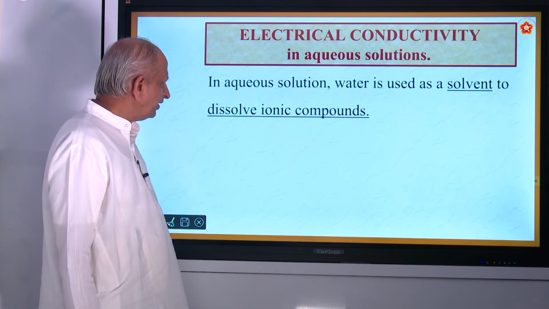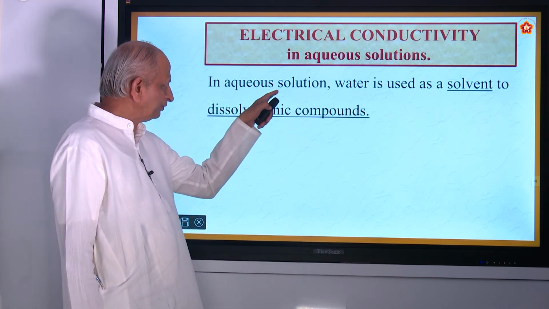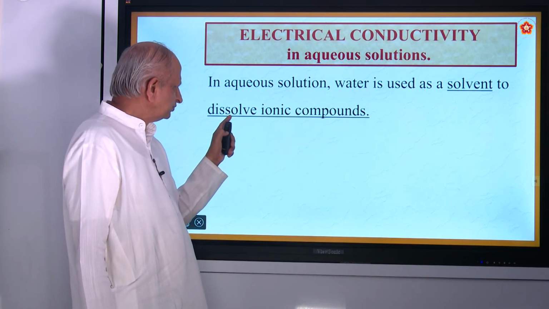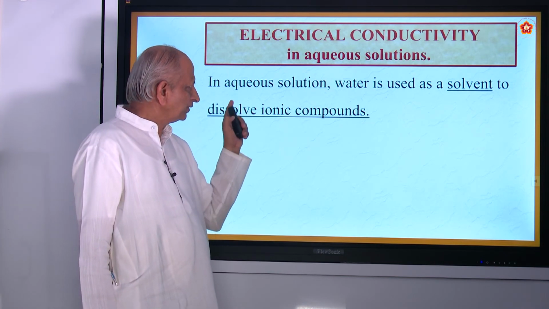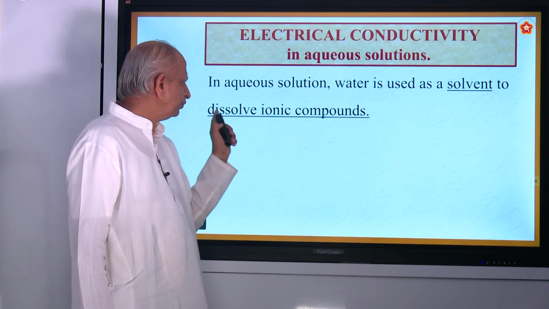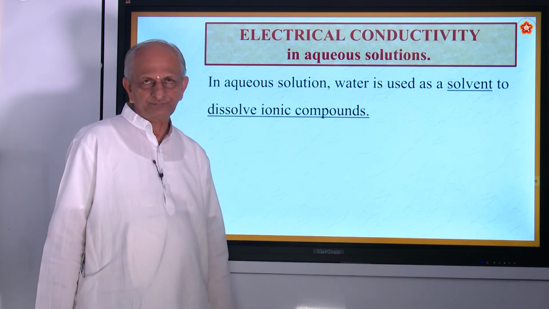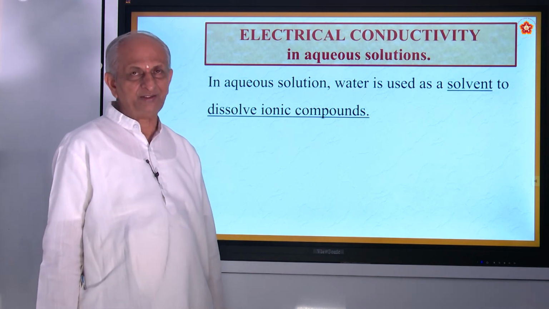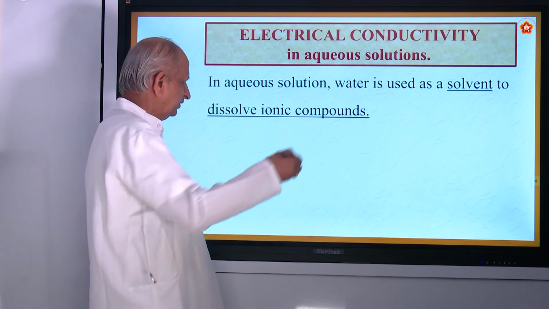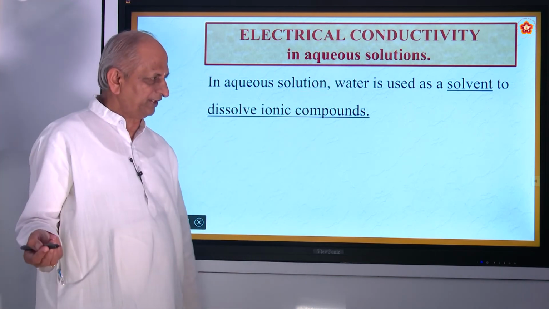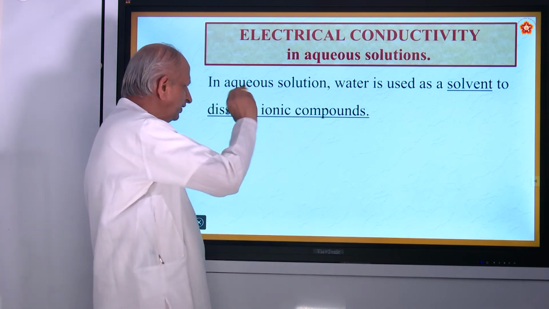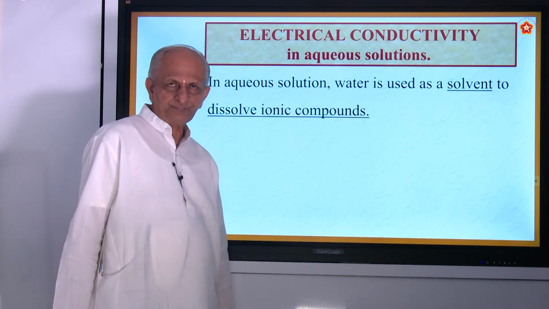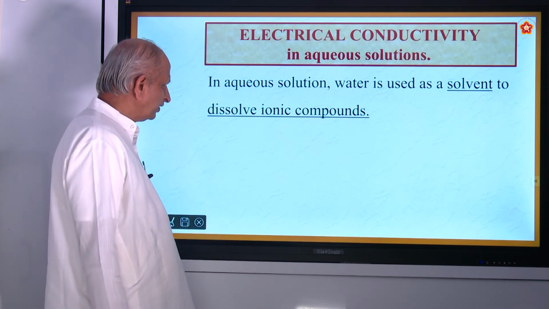But only in solution form, in aqueous solution. What do you mean by aqueous? When water is added to the salt, water is used as a solvent to dissolve ionic compounds. For example, sodium chloride, potassium chloride, magnesium chloride, all this. You can add water to it. Here water is a solvent. Salt is a solute. So when they dissolve, they form a solution. We say salt solution, is it not? Washing soda solution, like that.